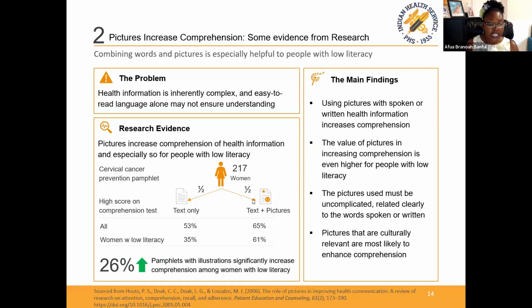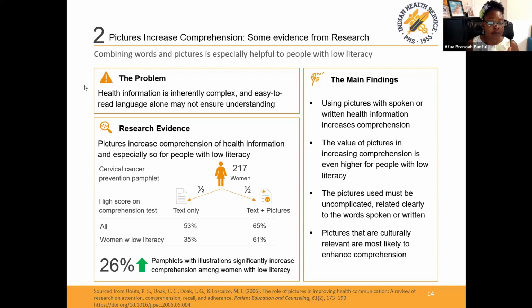All right, so this is the second part, pictures increasing comprehension. This is actually very important because you can look at something and not understand it, not do anything with it, right? Right. Yes. Visual learners. Thank you, Lucinda.